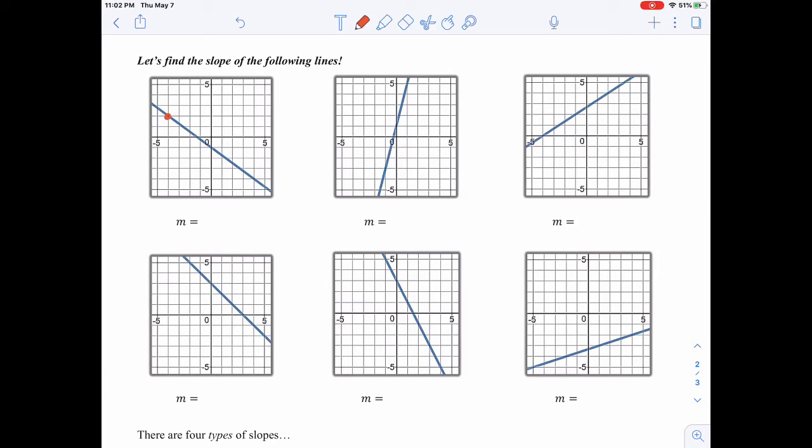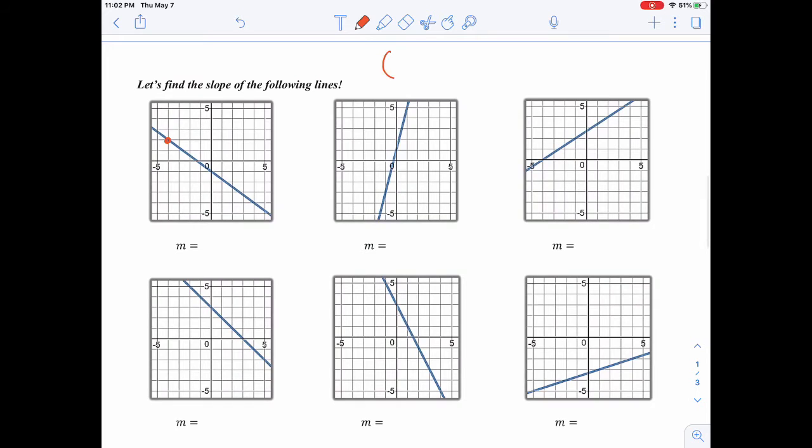I can see right here, and remember, I should have mentioned this earlier, you always do x comma y for your coordinates. It's always x first, then y. Think alphabetical order, okay? So anyways, starting here, I have -4 is my x value, and I'm up 2. So I'm starting at -4, 2.